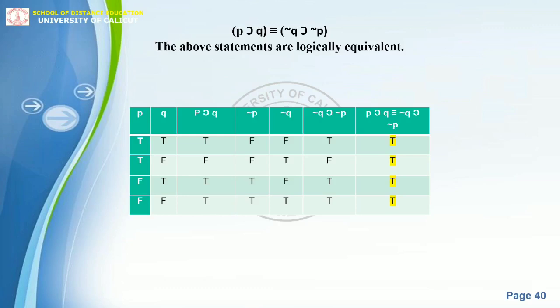That is, P implies Q is logically equivalent to negation Q implies negation P, and the truth table for it is given here. As done before, we have drawn a truth table, and we have checked all the substitution instances and found that the above statements are logically equivalent.